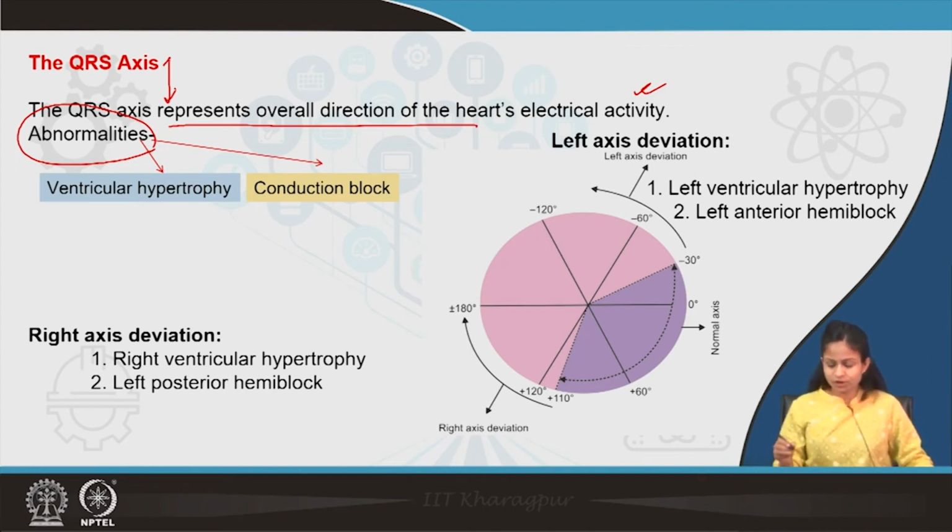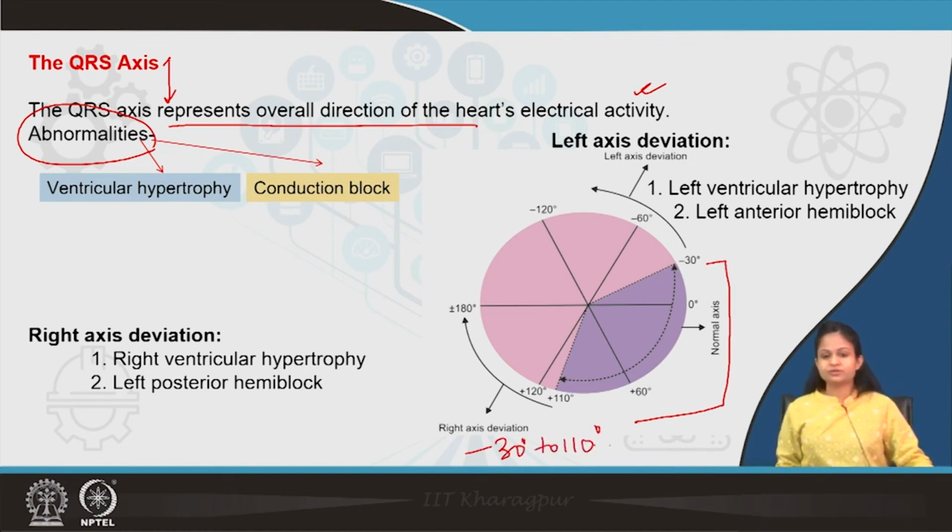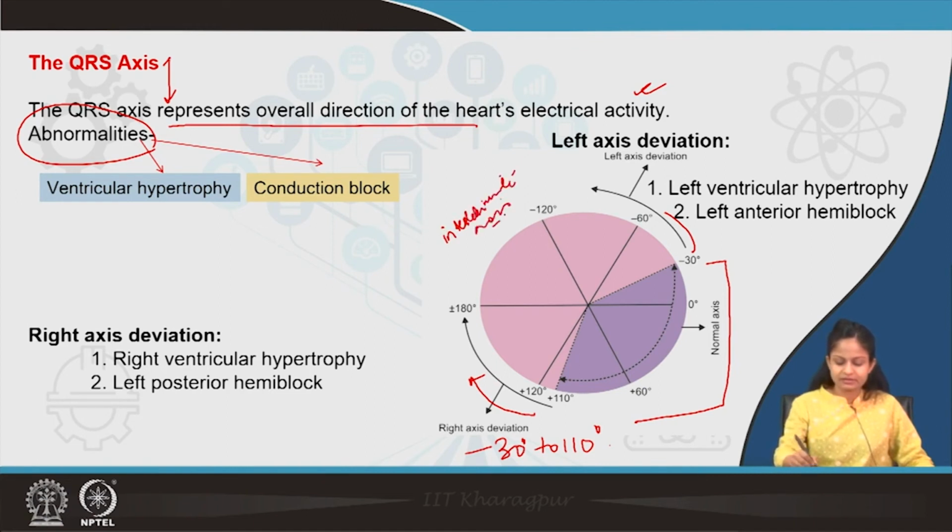hypertrophy. Normally, the axis ranges between minus 30 to plus 110 degrees. So, minus 30 degrees to 110 degrees. This is the normal range in which the normal axis of our heart usually lies. But if we go beyond this minus 30 degrees, we usually say left axis deviation. If we go beyond this plus 110 degrees, we usually say it is right axis deviation, and in between this is the indeterminate axis, and sometimes we call it no man's land.